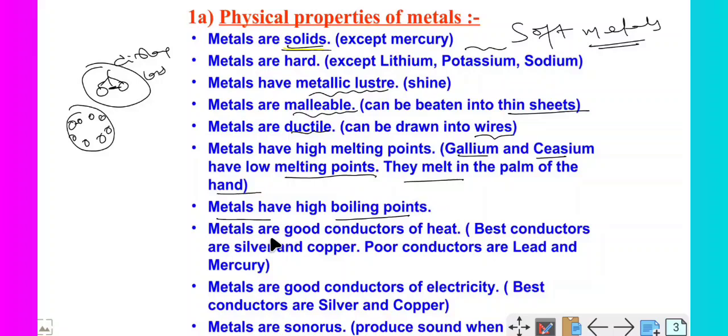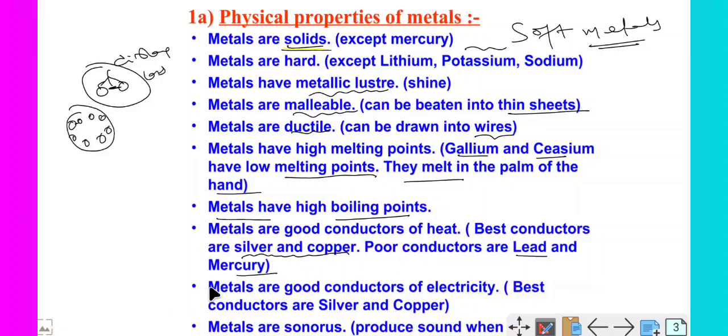Next, metals are good conductors of heat. The best conductors are silver and copper, and poor conductors are lead and mercury. So you have to remember which among the following metals are poor conductors. That is lead and mercury. An MCQ can be expected from this chapter.